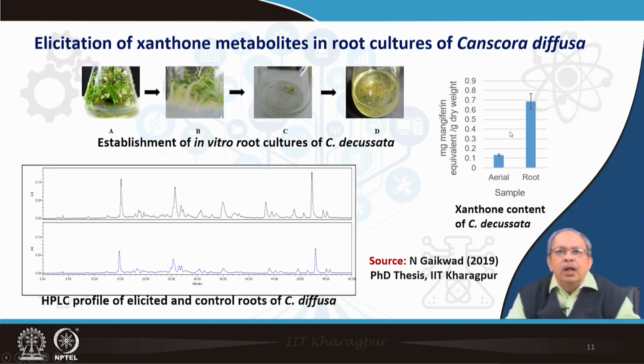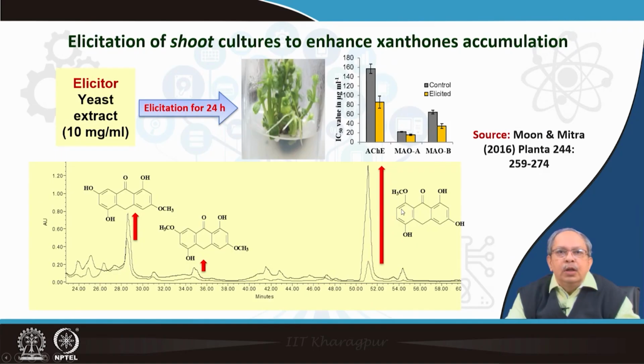this is a different one. That means that normally the xanthone metabolites are produced more in the root than in the shoot. So, basically it is showing that, and that is why root cultures were established. The rationale for establishing root cultures is that it produces more xanthone, and these root cultures were elicited, and what we found is that root cultures produce more xanthones.